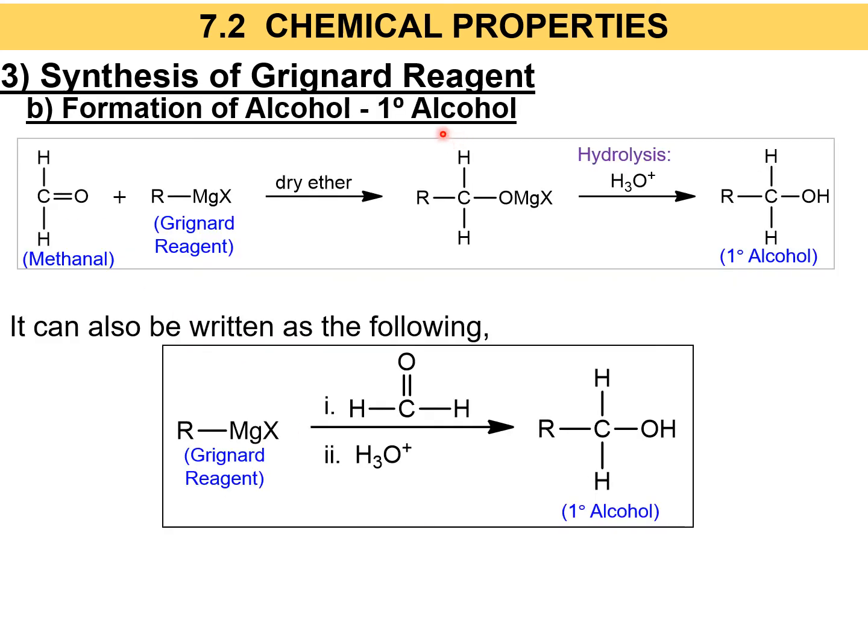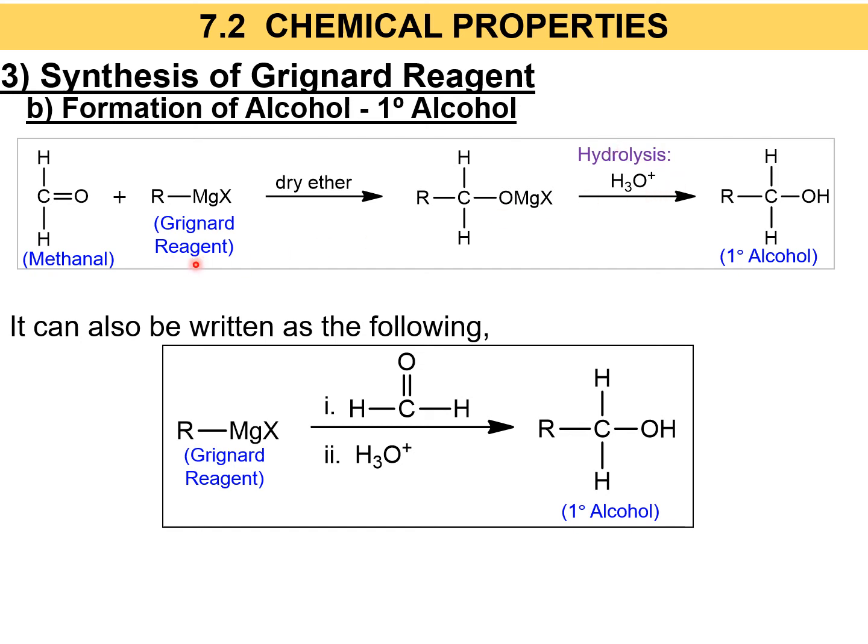Okay, macam mana you nak form primary alcohol daripada Grignard reagent? So this is cara yang quite panjang and quite lama because this is singkatan dia actually. Yang ni cara yang panjang dia lah. Kita tahu kalau kita nak form primary alcohol, Grignard reagent tu kena react dengan methanol dahulu. Lepas tu dia buat hydrolysis.